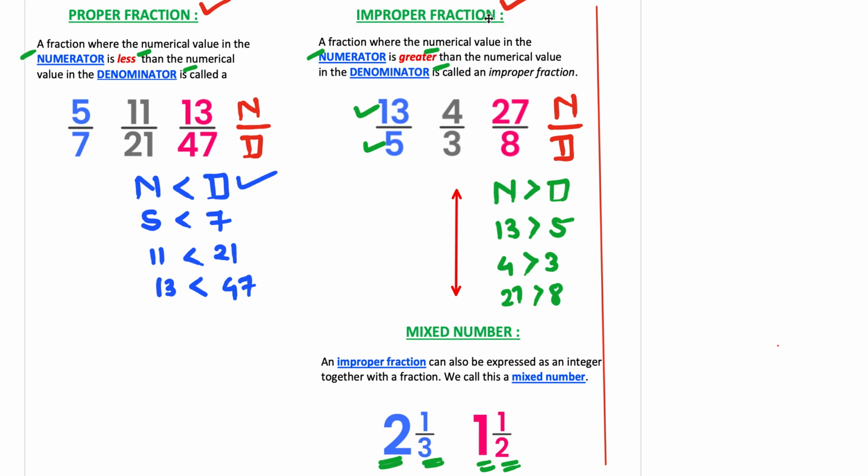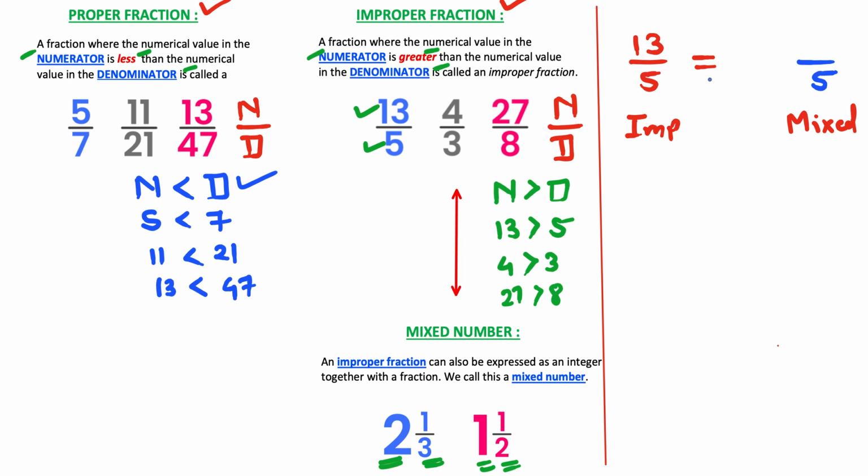Let us take an example of an improper fraction. We will take 13 upon 5, the first one. So it is 13 upon 5. This is the improper fraction, and you want to convert it to a mixed number. What you have to do is keep the denominator as it is. If it is 5 already, then you take it as 5 only. Now start counting the table of 5. Until where do you have to count? You have to count until you cross the numerator value.